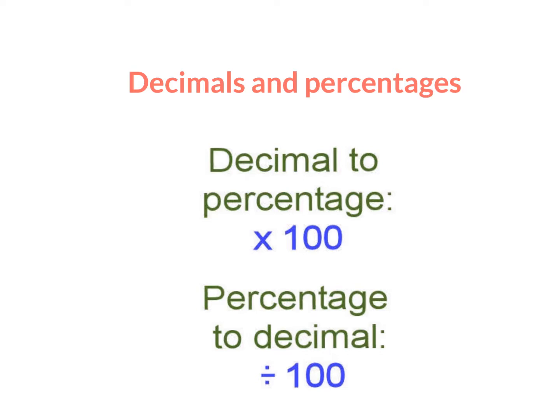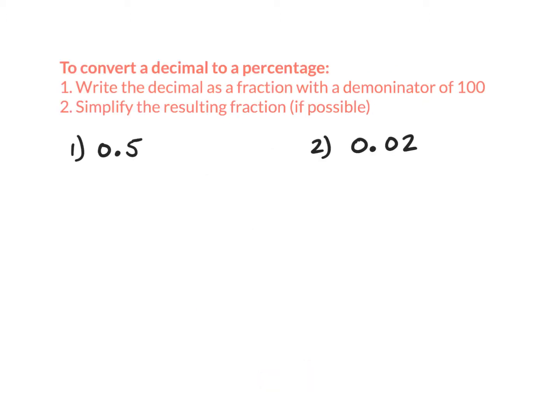Hi everyone. In this video we're going to be looking at converting decimals to percentages and percentages back to decimals. Okay, so to convert a decimal to a percentage we have two little steps. The first one is write the decimal as a fraction with a denominator of 100 and then simplify the resulting fraction if you possibly can.